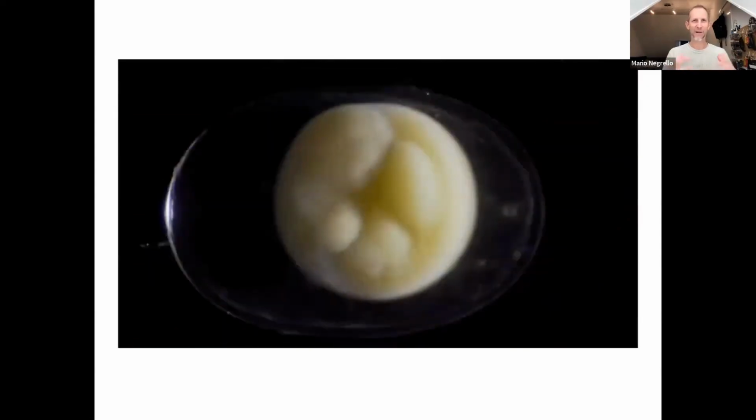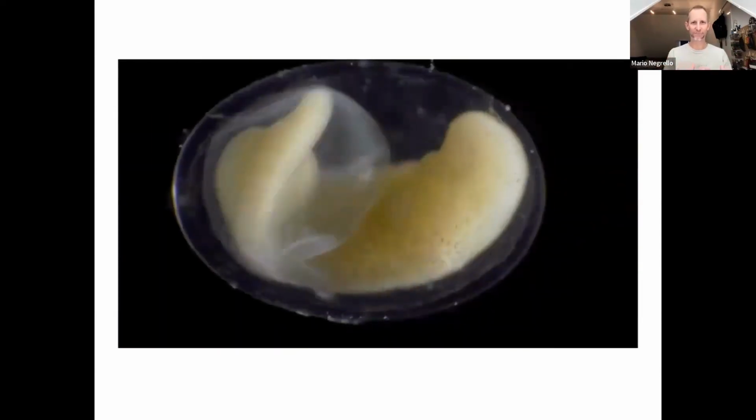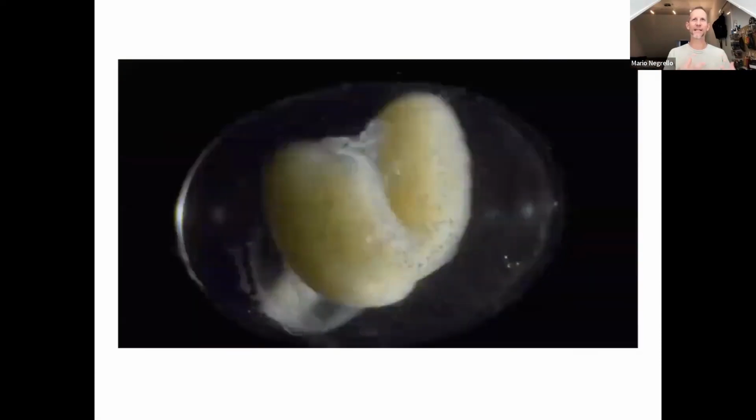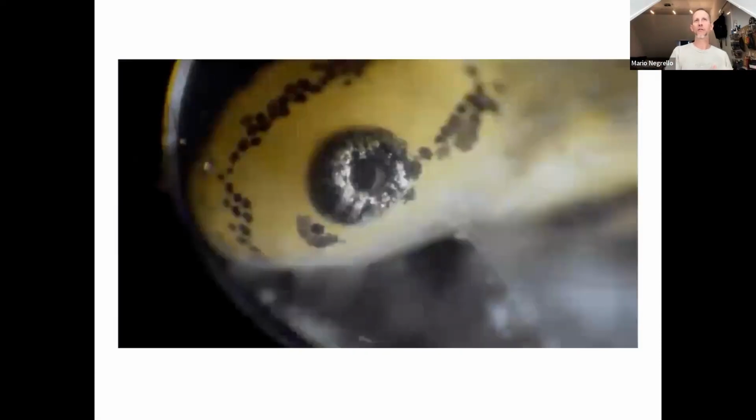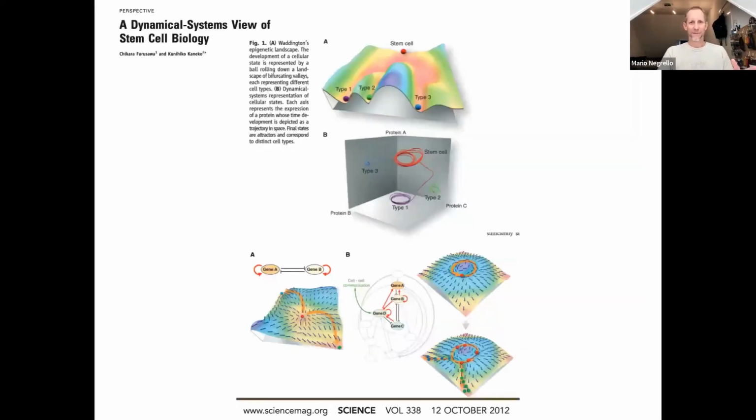Would we be able to, by playing with models and trying to discover which are the fundamental aspects of complexity, go from the egg to the embryo? Right. So this is the question. This is also central for your study. A dynamical systems view of stem cell biology, a few years back in Science, has made this analogy very explicitly. And so that's why I grabbed the figures.